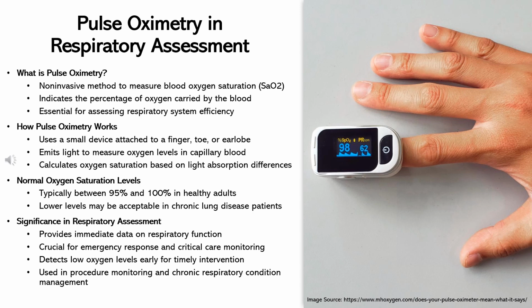The normal range for oxygen saturation in a healthy adult is typically between 95% and 100%. This range indicates that most of the hemoglobin, the protein in red blood cells that carries oxygen, is filled with oxygen. However, individuals with chronic lung diseases, such as COPD or asthma, may have lower acceptable levels. This is because their lungs are not able to move oxygen into the blood as efficiently. Pulse oximetry provides a quick, real-time snapshot of a patient's respiratory function.